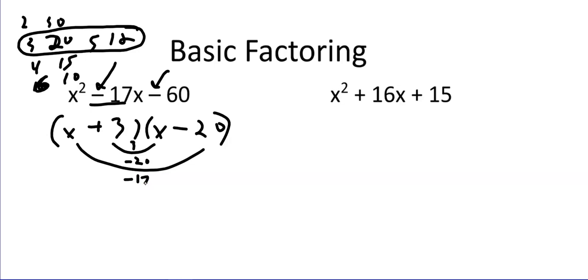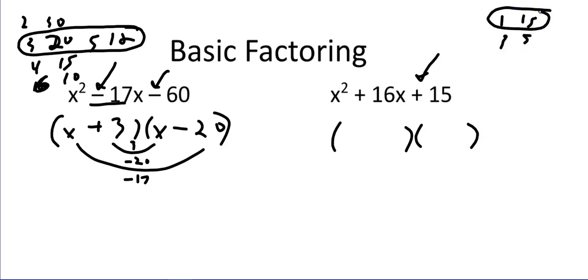Okay, so you got to pay close attention. Sometimes two different sets of numbers will work under various circumstances. Over here, we want two numbers that multiply to give me 15 that add to 16. So 1 times 15, 3 times 5, we already have it. Boom, right there. So that's x and x, 15 and 1, and since this is positive, they're both positive.